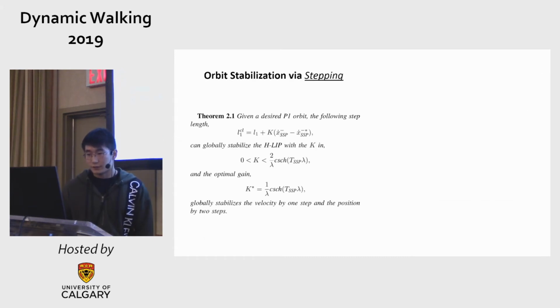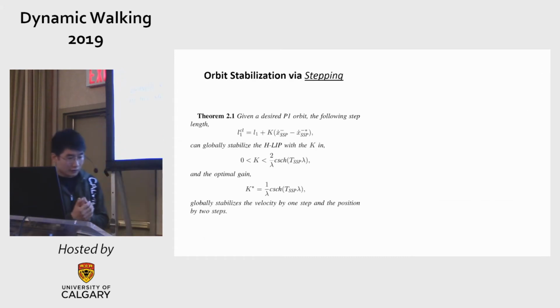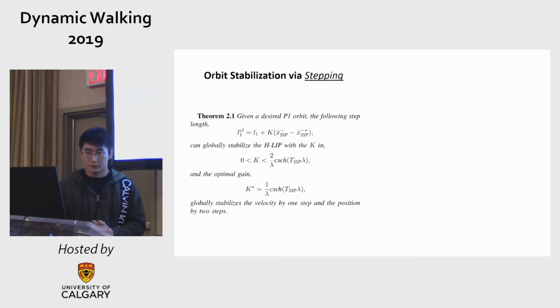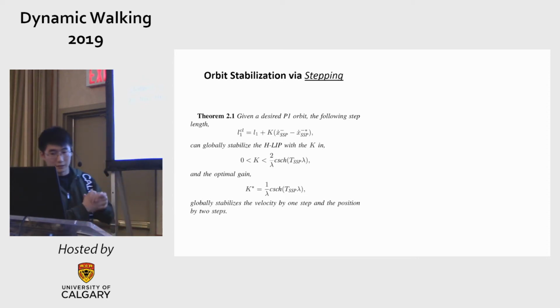So for this simple system, we can find closed form stepping controllers because there is no ankle actuation here. So the only way to stabilize the system is changing the step length. This theorem is saying that given the P1 orbit, I can use this step controller based on the velocity feedback, and I can find the range of the gains and also the optimum ones. The optimum ones can stabilize the velocity within 1 step and the position within 2 steps.